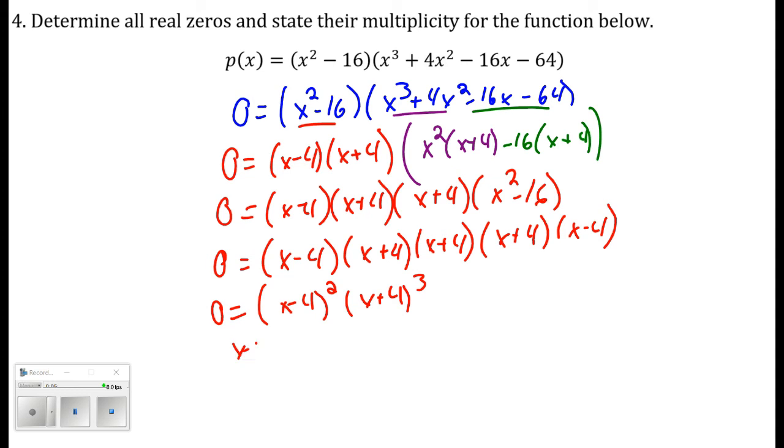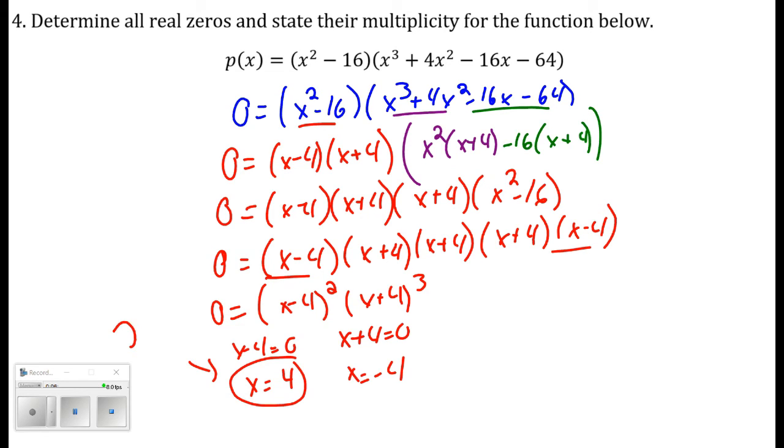So I get x minus 4 equals 0, or x plus 4 equals 0. So my zeros are x equals 4 and x equals negative 4. But x equals 4 is a double zero, a double root, so that has multiplicity 2. And x equals negative 4, there were 3 factors of that, so that has multiplicity 3. Multiplicity just means how many times it is a zero.